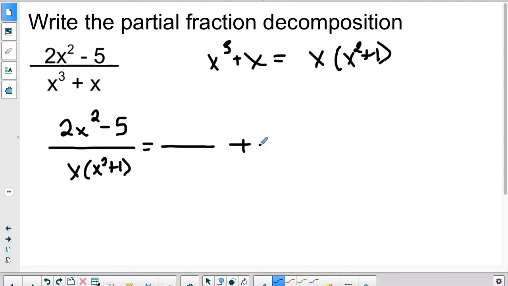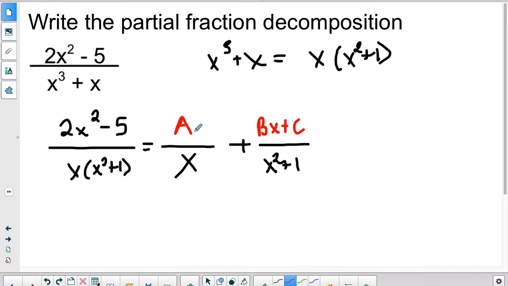So here we're going to have two fractions. The denominator is going to be x and x squared plus 1, and we only have one of each of those. So we only have two. Now our lettering: we're going to have A, and then here we're going to have Bx plus C.